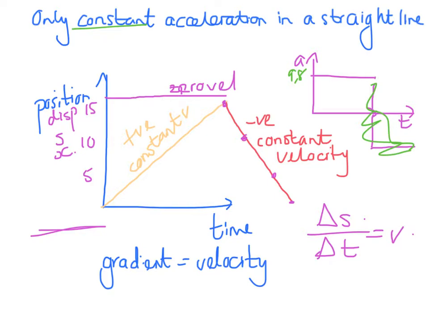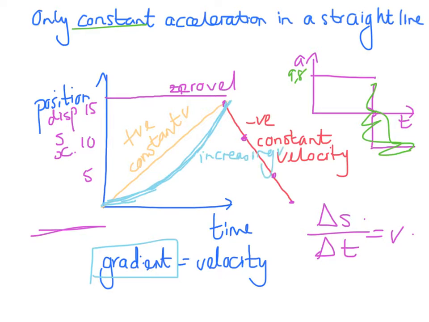What if I have an increasing velocity? That would mean my gradient has to increase. So flat, slightly steeper, slightly steeper, slightly steeper. If I get that type of a half hyperbola shape or an exponential shape, I have an increasing velocity.